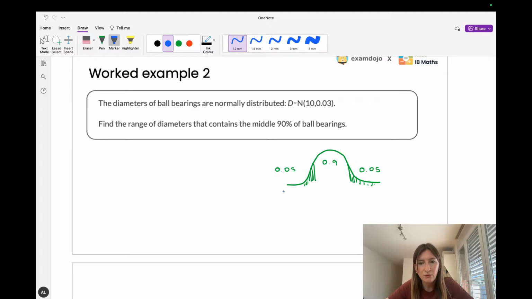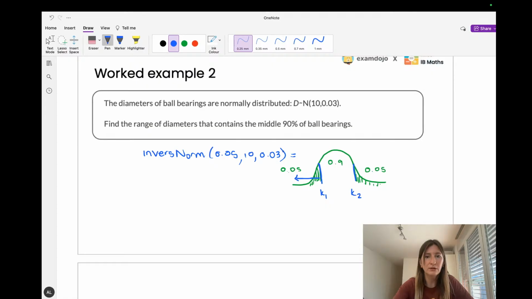So what they're asking us for is this value here, that's my K1, to find the range, and this value here, K2. My K1 value was really nice and easy because it's to the left of the curve. So I can just find inverse norm for 0.05, 10 and 0.03. Okay, let's go ahead and do that.